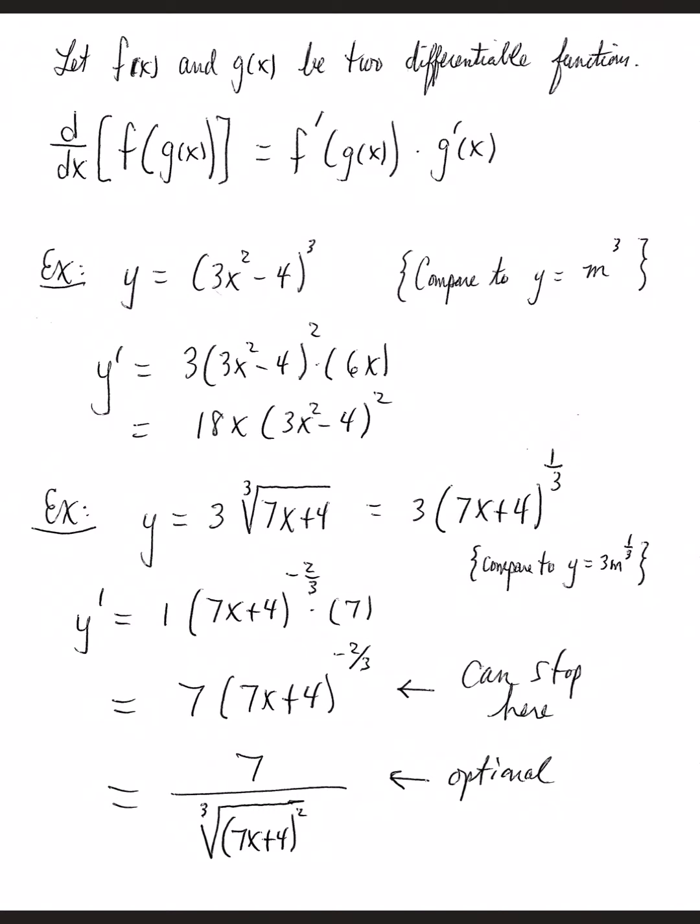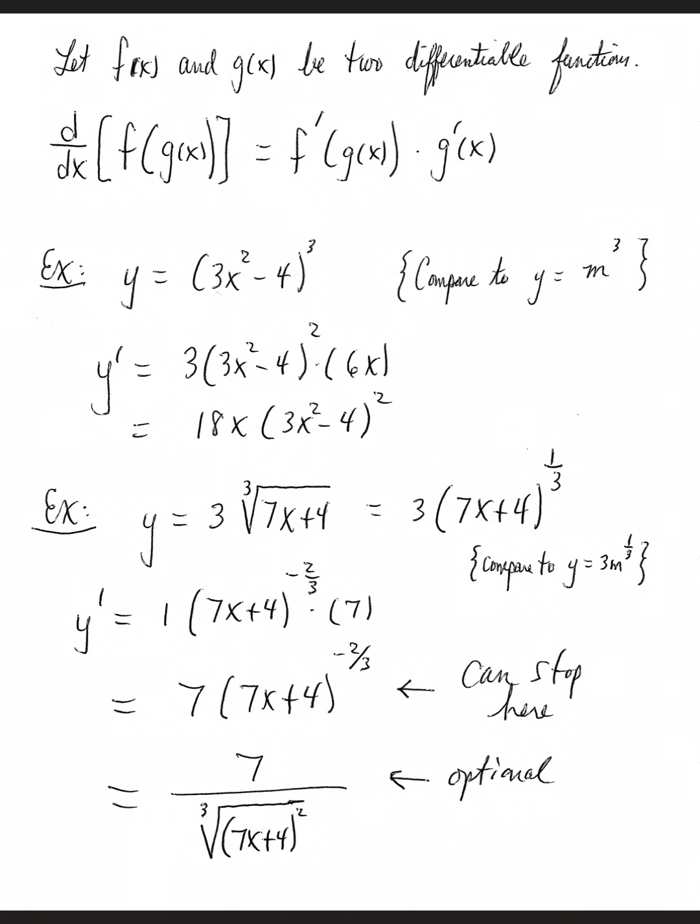So again, we're going to let f of x and g of x be two differentiable functions. We're going to define the derivative with respect to x of f of g of x. In college algebra, this was written as f∘g, so you'll remember that kind of composition. In a collapsed notation, it's f of g of x. The expansion is f prime of g of x times g prime of x.